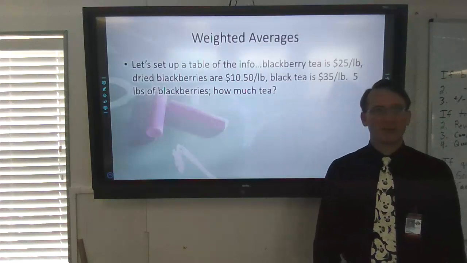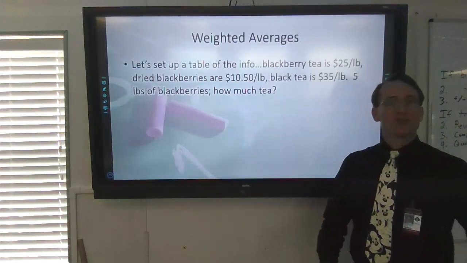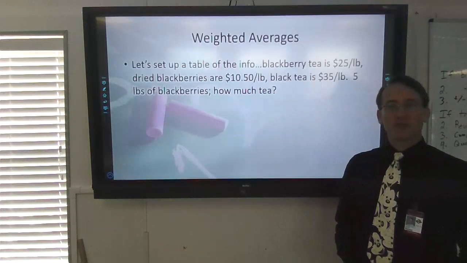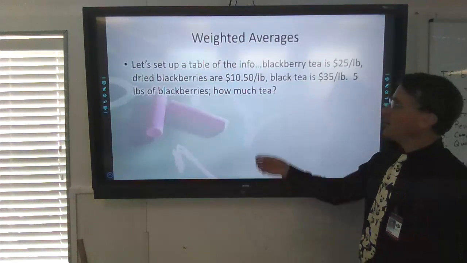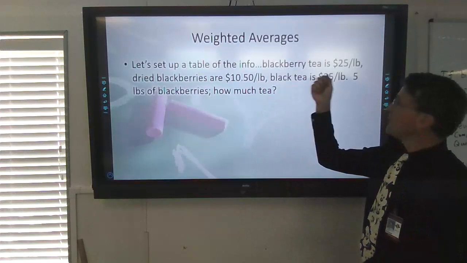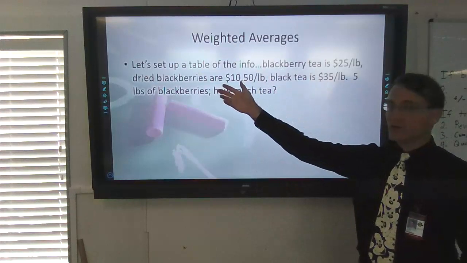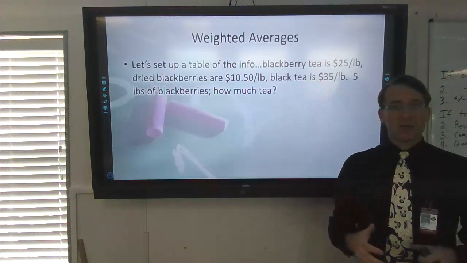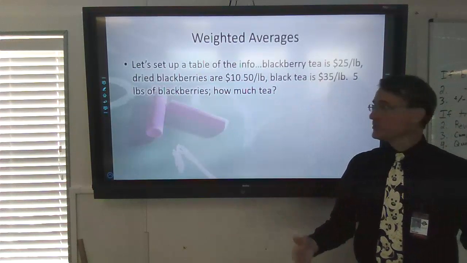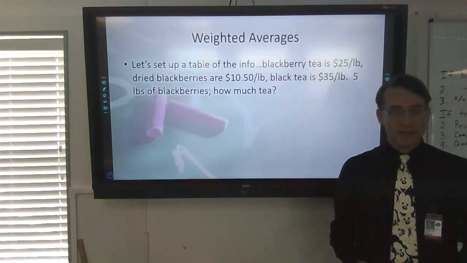Go back to the beginning of that one. So here's another mixture problem. In this particular case, we are mixing 3 different types of ingredients. I have blackberry tea, I have actual dried blackberries, and I have black tea, and I'm mixing them all together to come up with a certain concoction and how much tea I need.